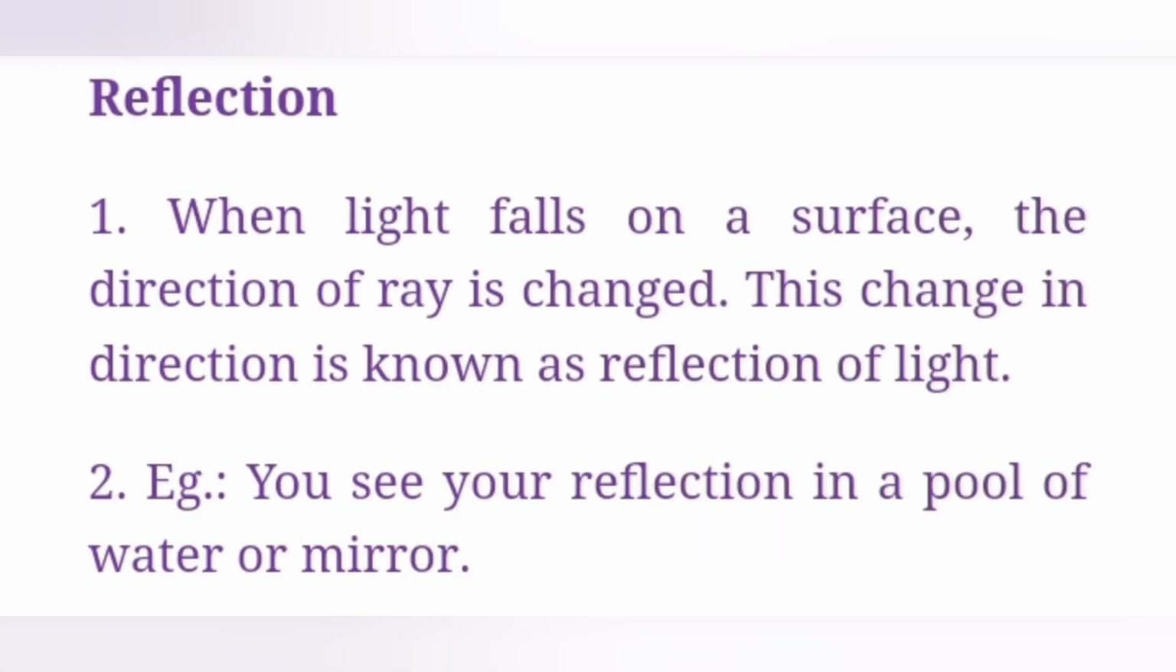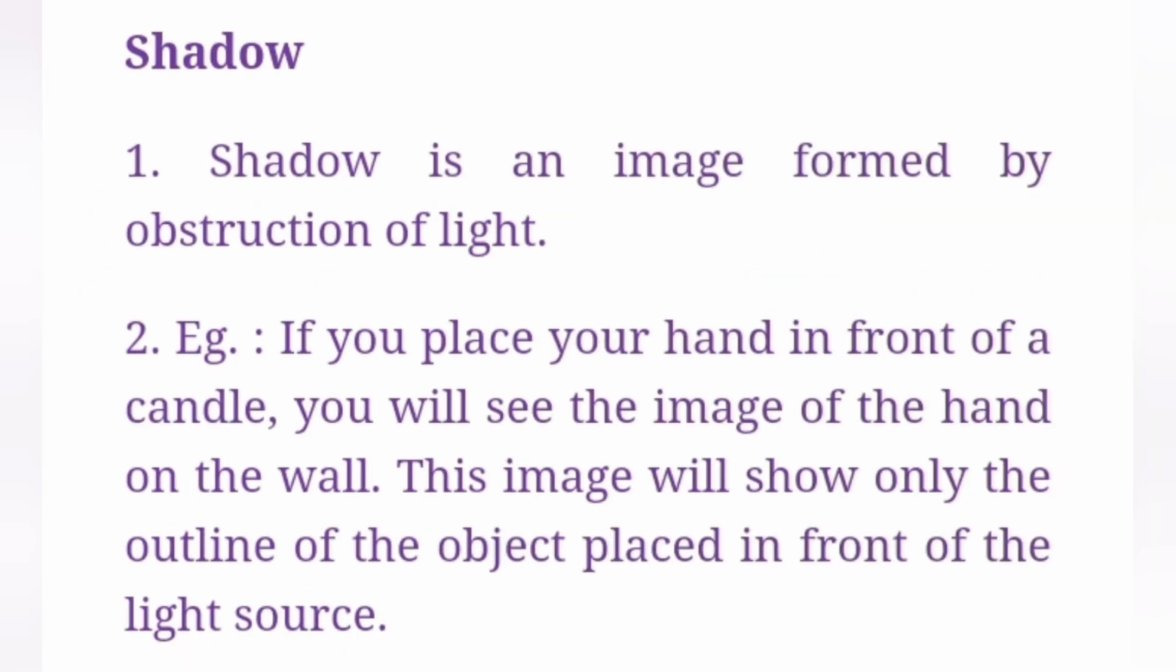Reflection. First point, when light falls on a surface, the direction of the ray is changed. This change in direction is known as reflection of light. Second point, example, you see your reflection in a pool of water or mirror. Next one, shadow. First point, a shadow is an image formed by obstruction of light. Second point, example, if you place your hand in front of a candle, you will see the image of the hand on the wall. This image will show only the outline of the object placed in front of the light source.